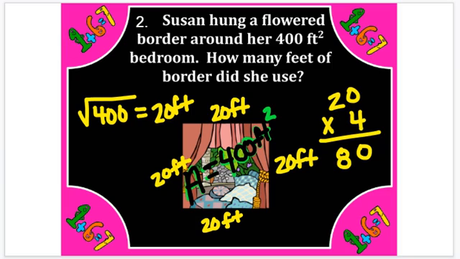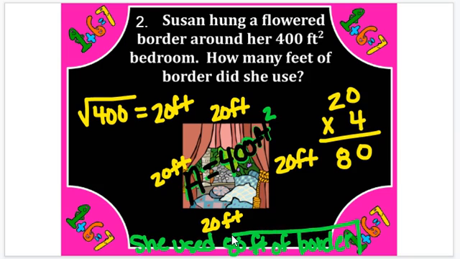So the answer here, let me switch colors, is she used, or you could say Susan used, 80 feet of border. And we try to answer our word problems in words every time, and units included. So she used 80 feet of border. Great job.